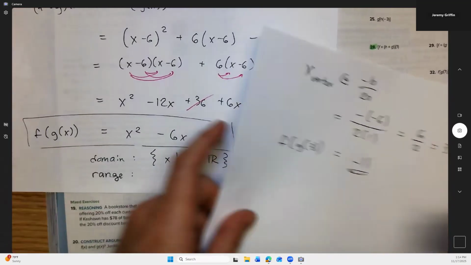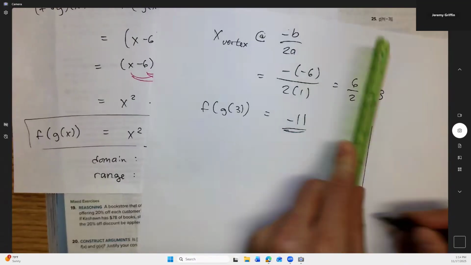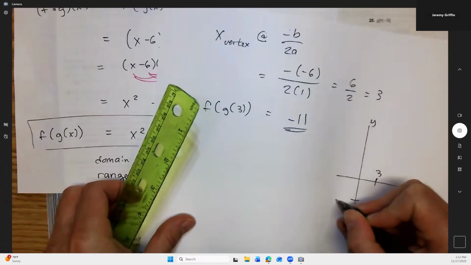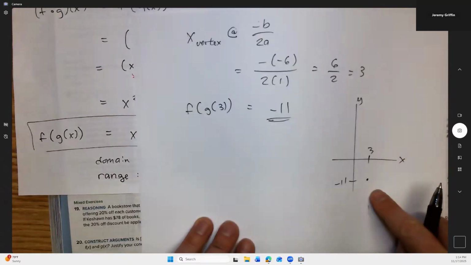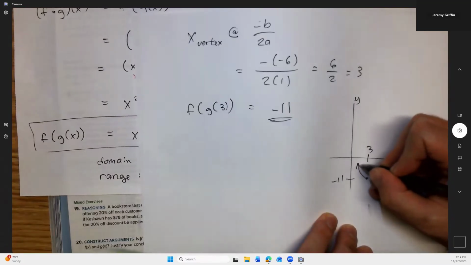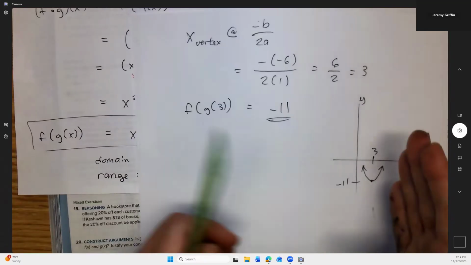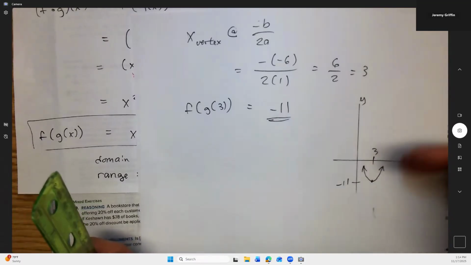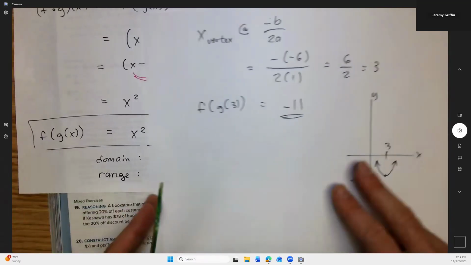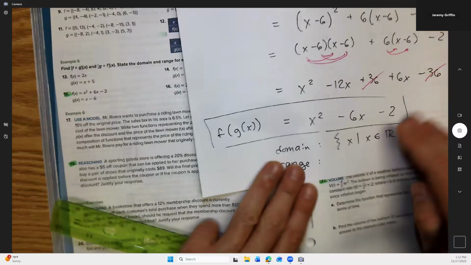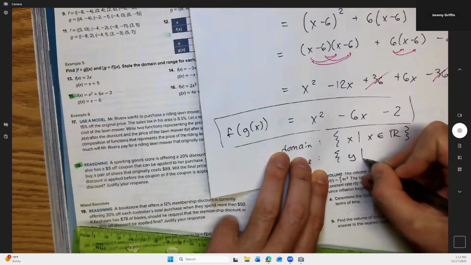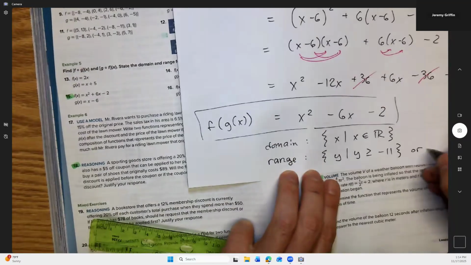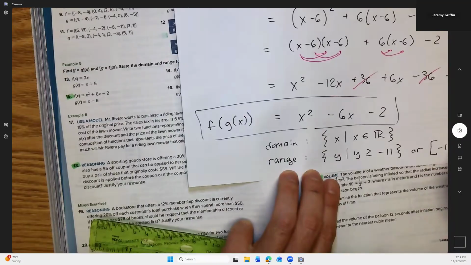So here, just to give you guys a little picture, I know that at the coordinate 3, negative 11, this is not exactly to scale, but just get the idea. There's the vertex of a parabola that goes up like this. Now, the domain can be anything from negative to positive infinity, that's fine. But the range can only go down to negative 11. It's got to be something above that. It can't go below. So for the range, I'll say y such that y is greater than or equal to negative 11. Or if you wanted interval notation, you could write it as negative 11 to infinity.